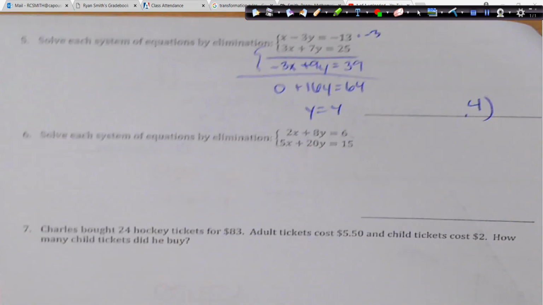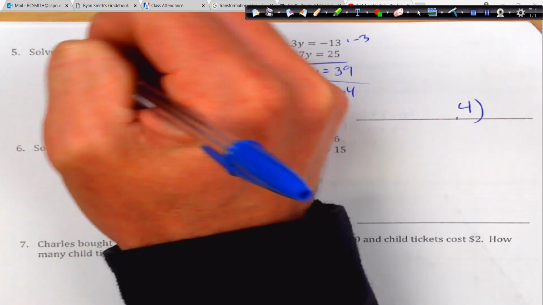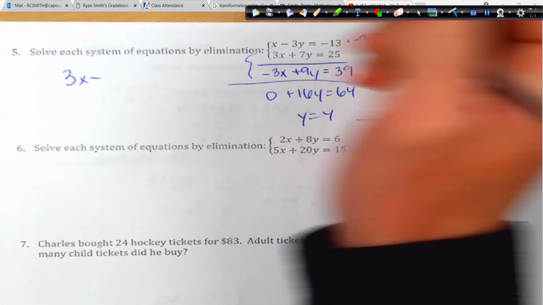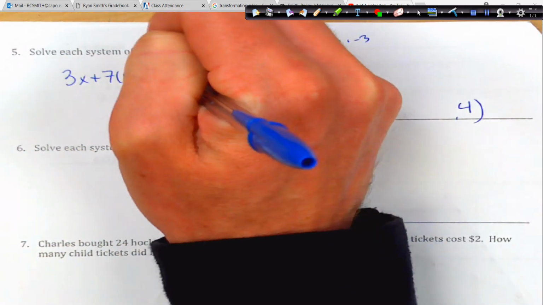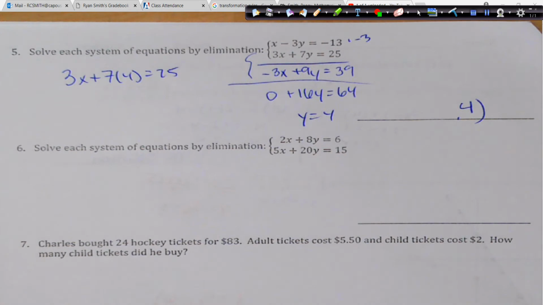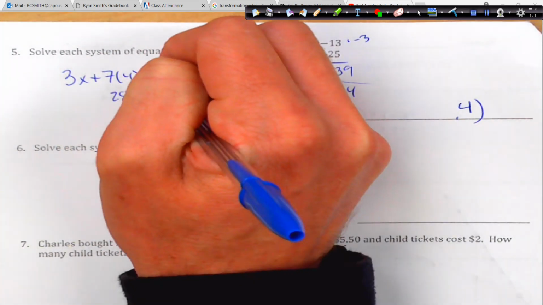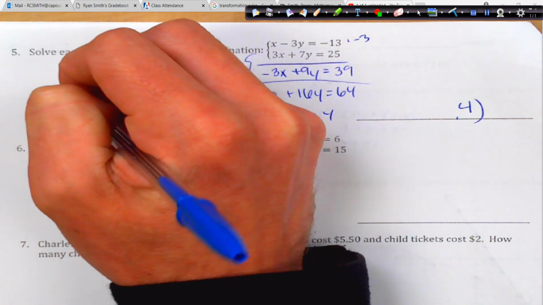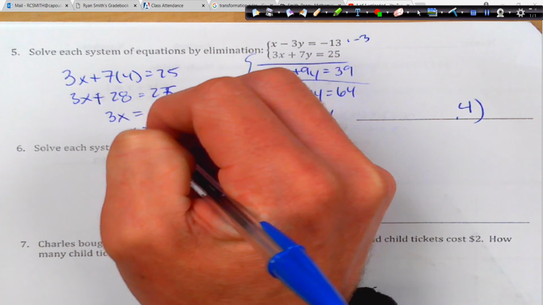Then we have to plug it back into one of the original equations. I'm going to plug it into this bottom one. So we get 3x plus 7 times 4 equals 25. And then 7 times 4, I believe, is 28. So subtract 28 from 25, we get 3x equals negative 3, and then x is going to equal negative 1.